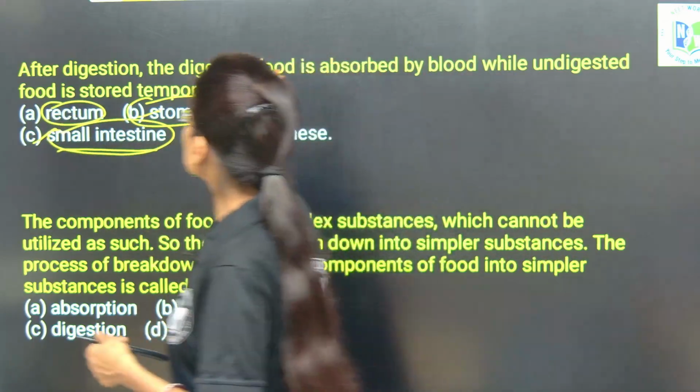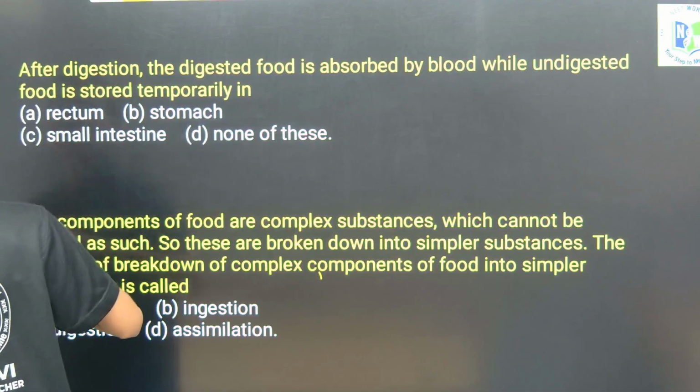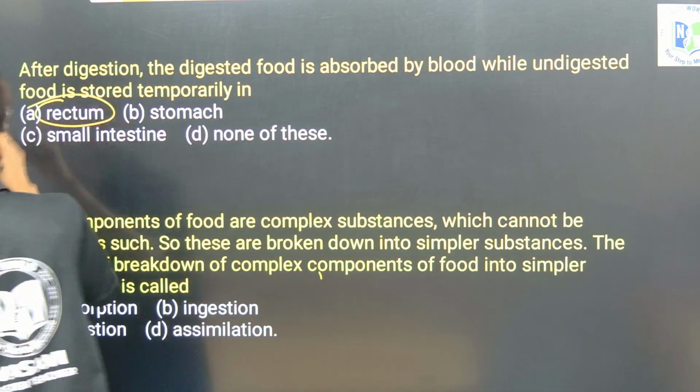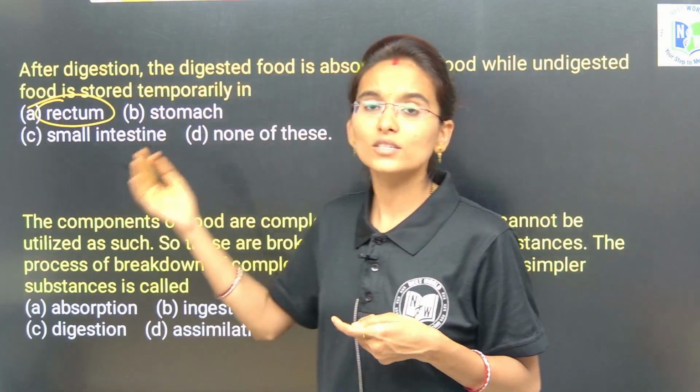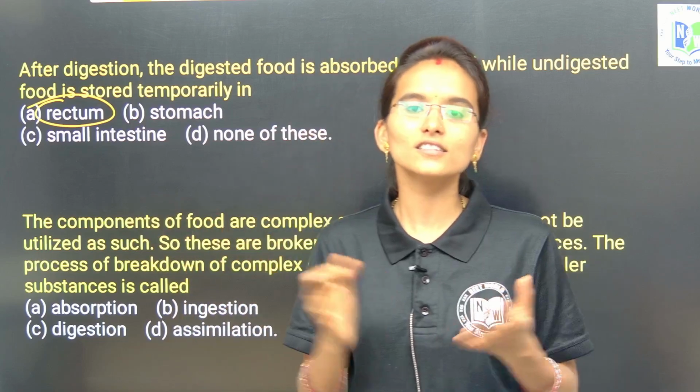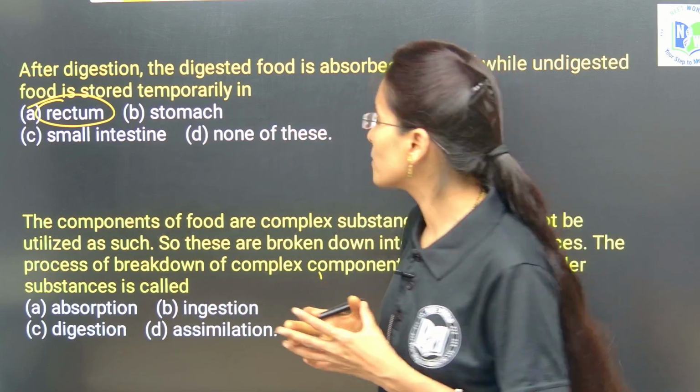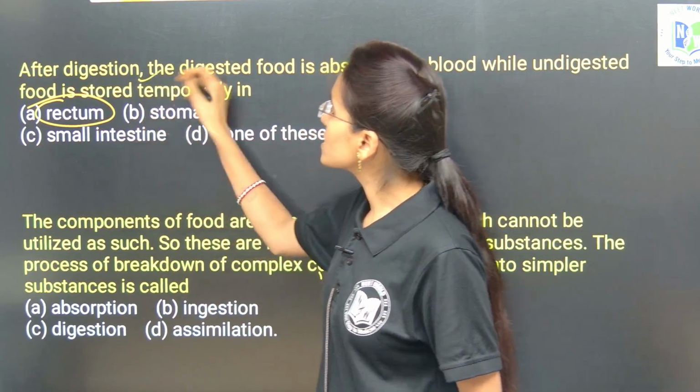So, here the right option is option A, rectum. The rectum is the part where the undigested food is going to be stored, my dear students. Is it clear with this particular question?